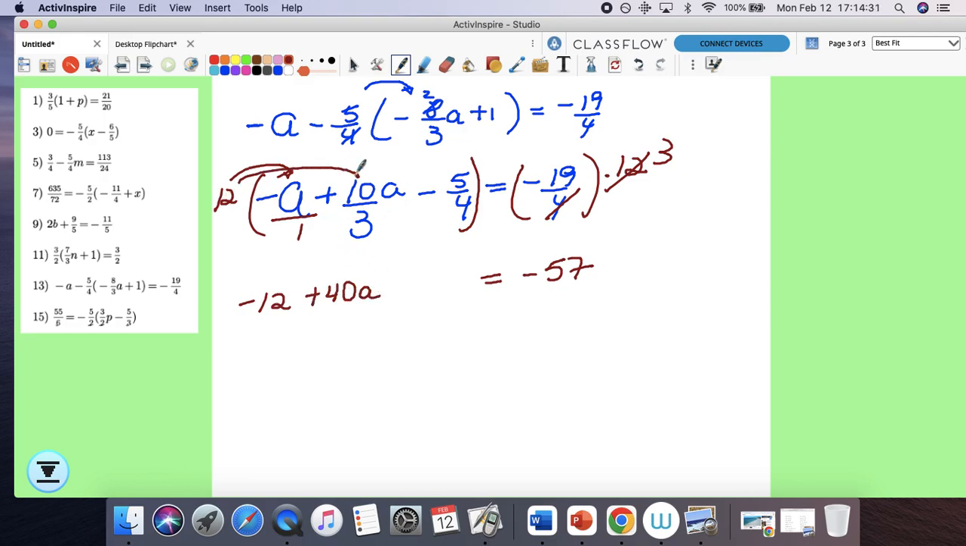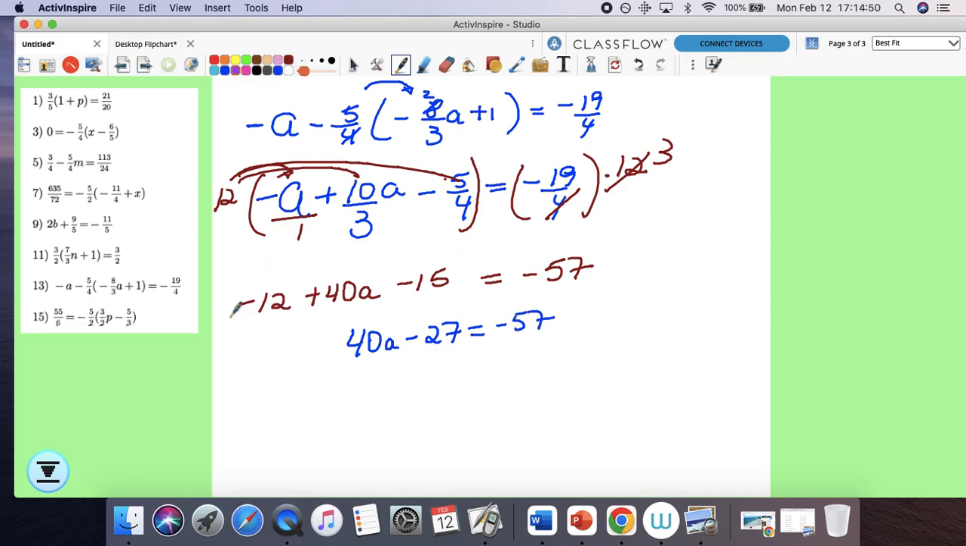12 times, so I did this, now I'm going to do this. 12 times 5 over 4. The 12 and 4 simplify to 3, and then 3 times 5 is 15. There you go. Now I can combine the 12 and the negative 15. So I get 48 minus 27 equals negative 57.